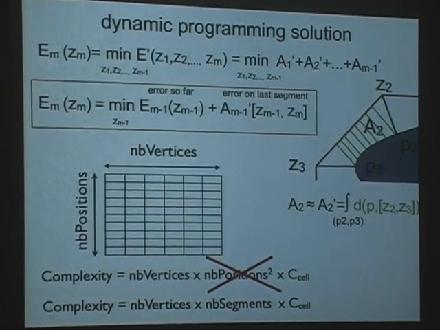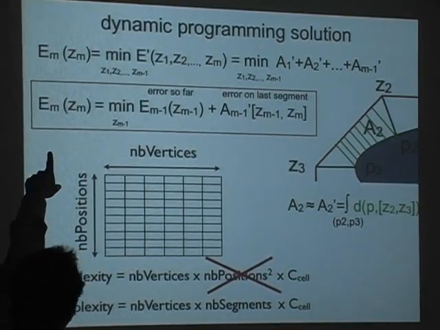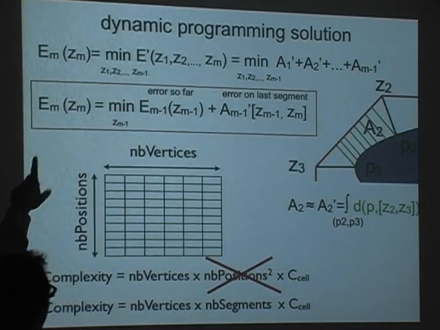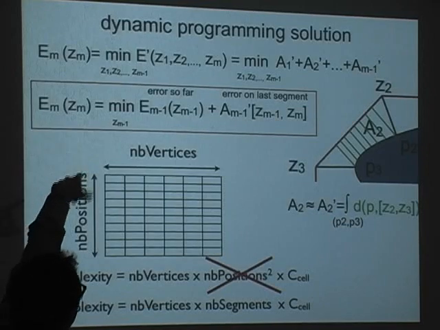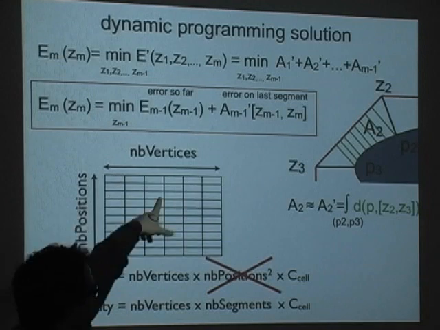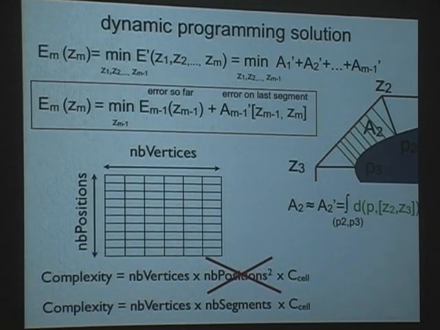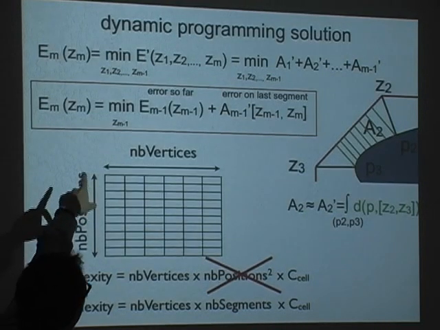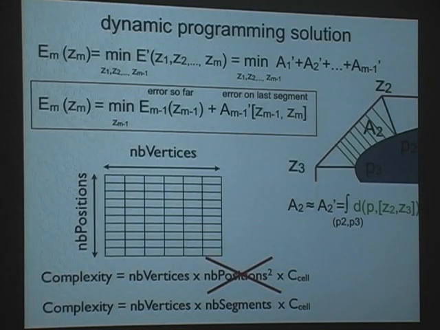So the dynamic programming solution now is you're defining the error up to vertex m of a vertex zm as the minimum over all the previous vertices of the approximation score. And so you can use dynamic programming here. You can reuse overlapping computations by minimizing over only the previous vertex of the energy so far, plus the energy on the last added vertex, so the last segment.